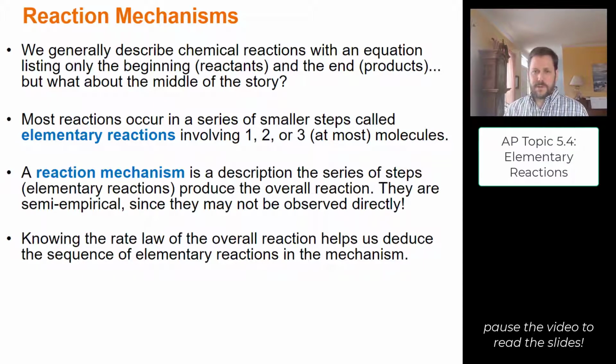And most reactions don't just involve one step, but instead involve a series of smaller steps, which we're going to learn are called elementary reactions, or elementary steps. And usually those involve just one or two molecules, sometimes, rarely, 3 molecules. And we're going to describe mechanisms, which are a series of steps that produce the overall reaction, those elementary steps. Now, these are determined semi-empirically, since you can't observe them directly, and we're using experimental data as well as just reasoning about chemical principles to propose reaction mechanisms that are plausible. If we know the overall reaction rate, or the overall rate law, that can help us deduce what possible reaction mechanisms are. So let's take a look at some of these examples.